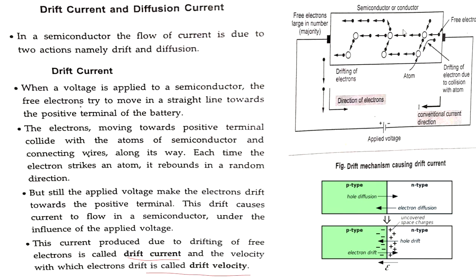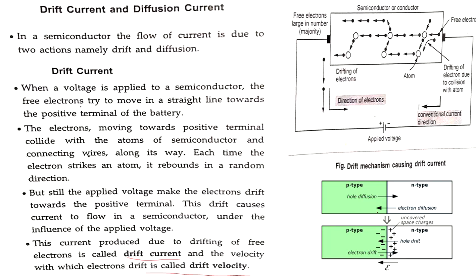So this is the diagram which explains the drifting of the electrons. Initially, when we apply the voltage, all the electrons tend to move towards the positive terminal. That's why the arrow is towards the positive terminal. Whenever an electron goes in a straight line, there will be a collision with the electrons in another atom, which will strike the electrons in a random way. That will create rebounding in a random direction, which creates the drift current.